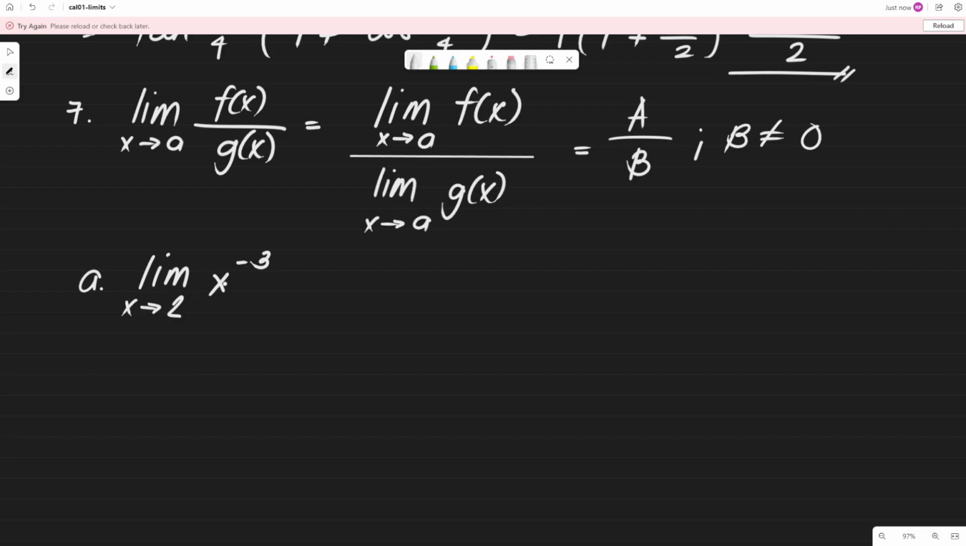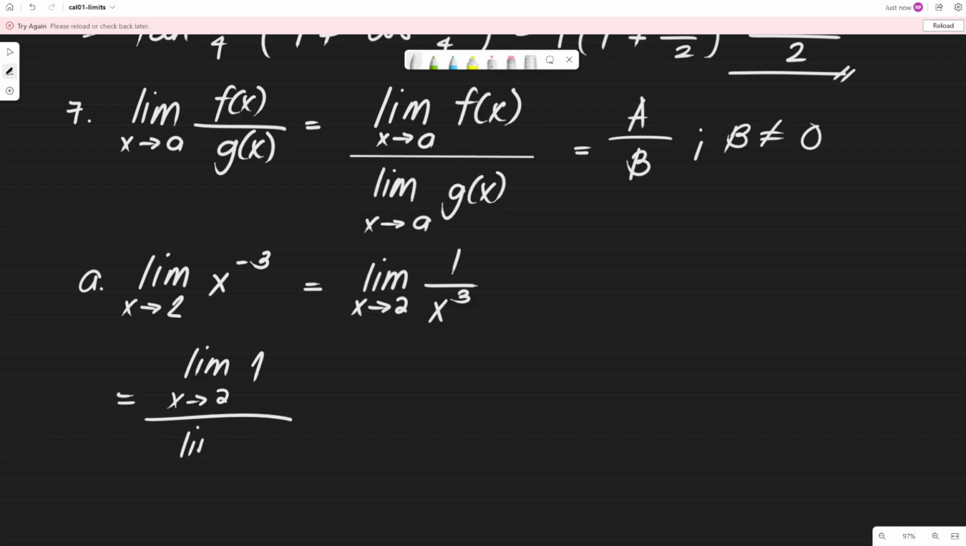We have here the limit of x raised to negative 3 as x approaches 2. So, this one is actually equivalent to the limit of 1 over x cubed as x approaches 2. So, we can distribute, as stated in the theorem. So, you have the limit of 1 as x approaches 2 divided by the limit of x cubed as x approaches 2. So, we have 1 on top over the limit of x as x approaches 2 quantity cubed, right?